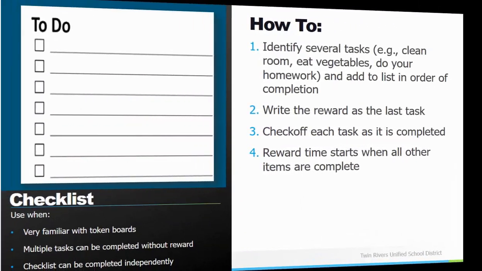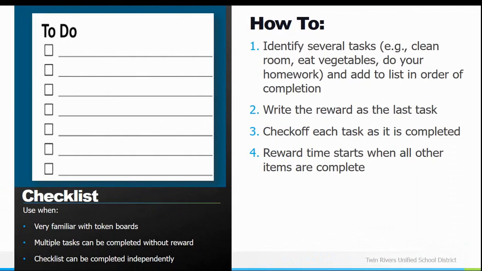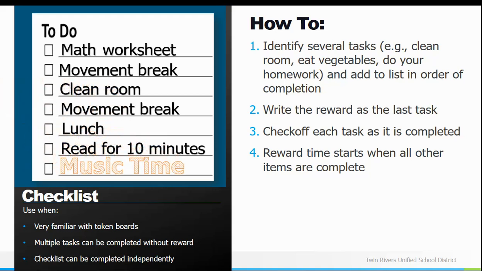Let's take a look at the checklist. The checklist is used when your child is very familiar with token boards, can complete multiple tasks without a reward, and is working on independence. So how does it work? Well, essentially, it's a to-do list. You write down all the things that need to be completed that day, and then the last thing you do is select what you're going to use as a reward. In this example, it's music time.